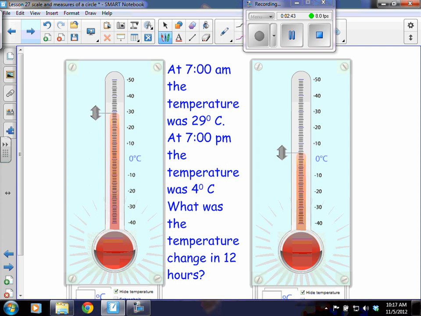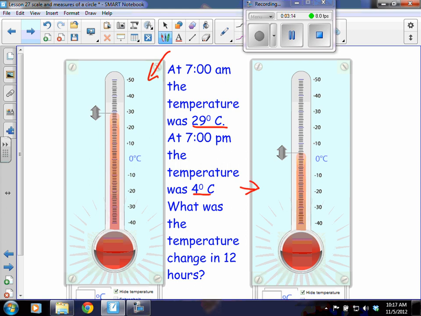The other idea that we're looking at here is being able to read a thermometer and understand the scale of a thermometer. And so we have 2 thermometers up on the screen, and you can see that the first has a temperature of 29 degrees Celsius. And so that's this one right here. And the other one has a temperature of 4 degrees Celsius right here. So that's talking about this one right here.